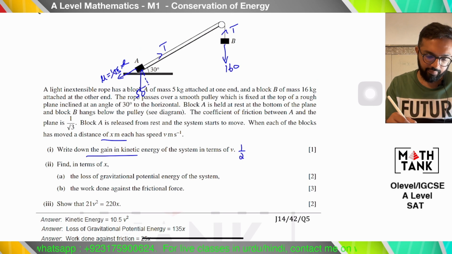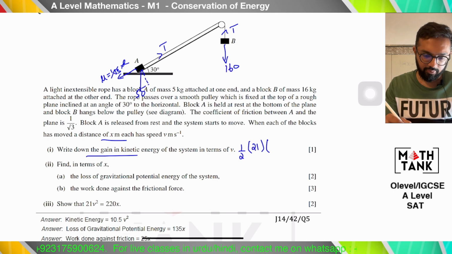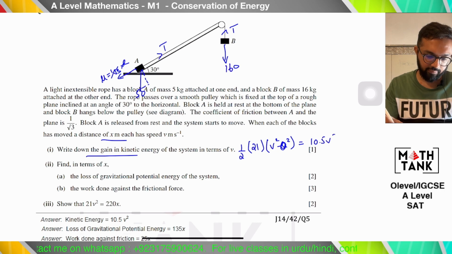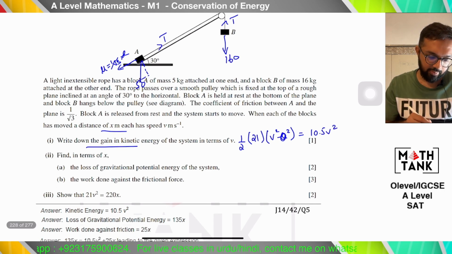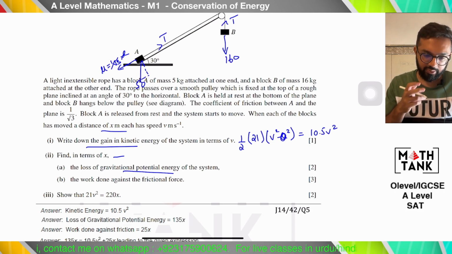So half m, where m is going to be the combined mass of the two, so 21, because I'm talking about the system now, (v square minus u square). That gives me 10.5 v squared. Find in terms of x the loss of gravitational potential energy of the system.